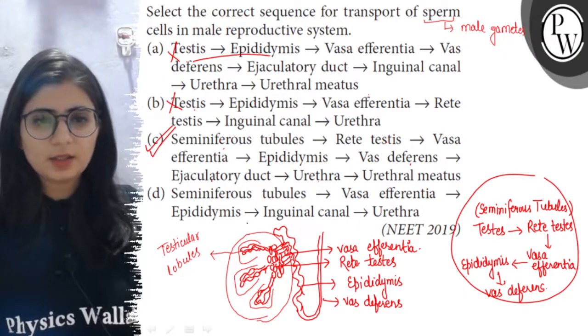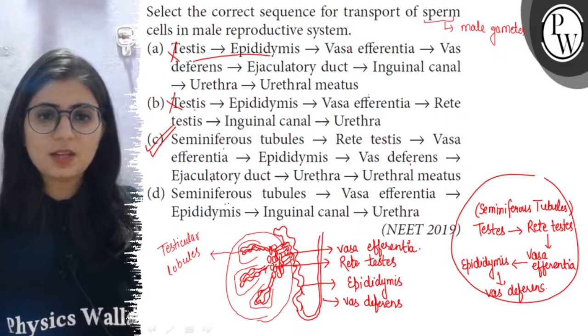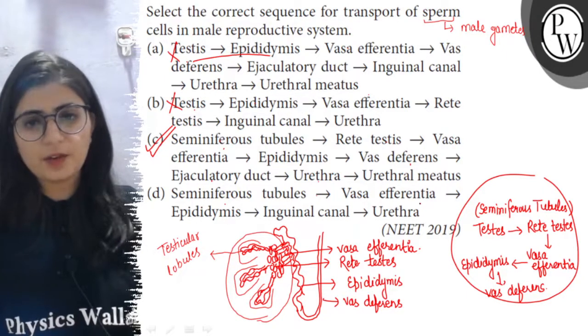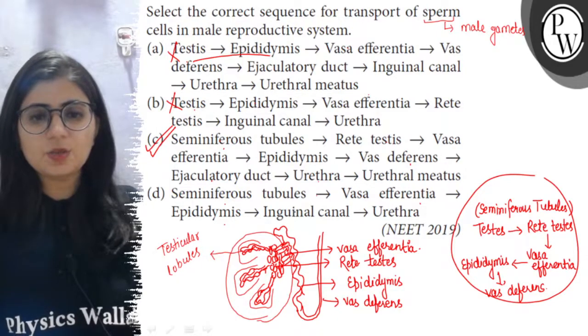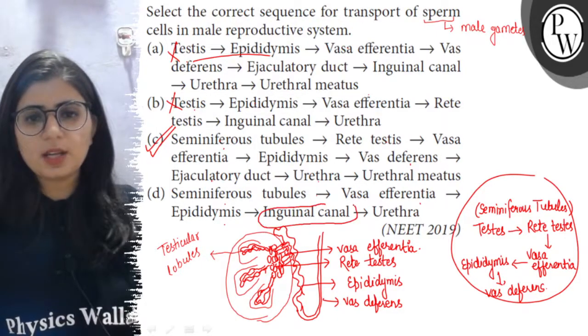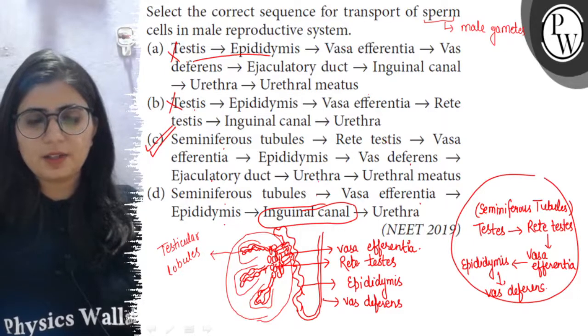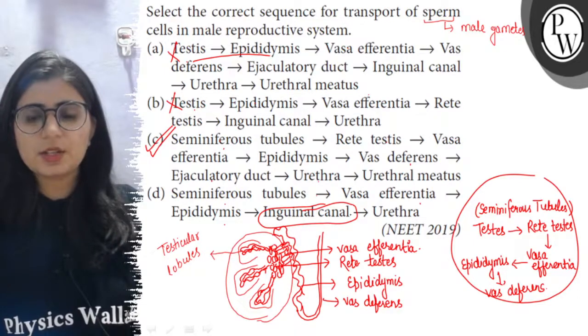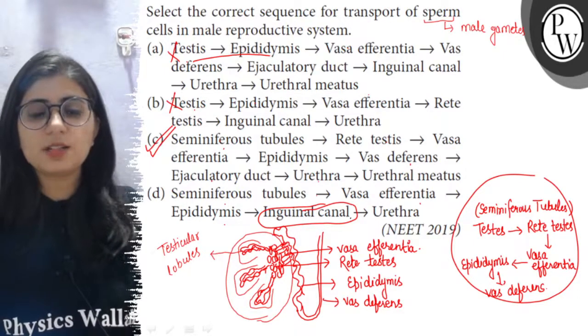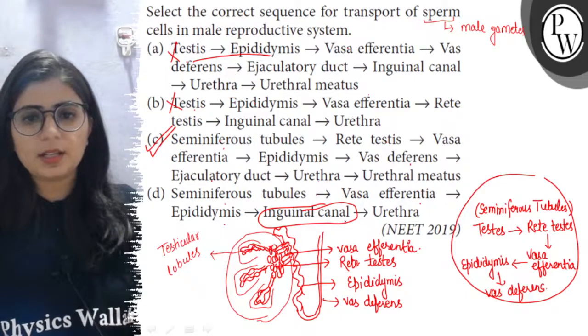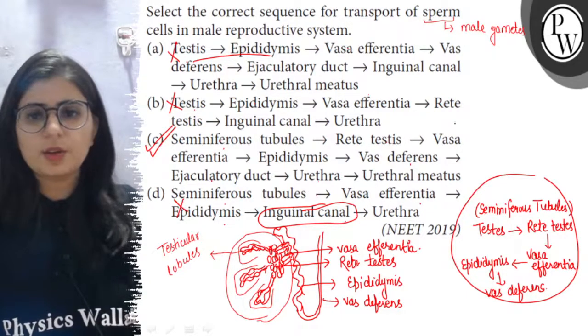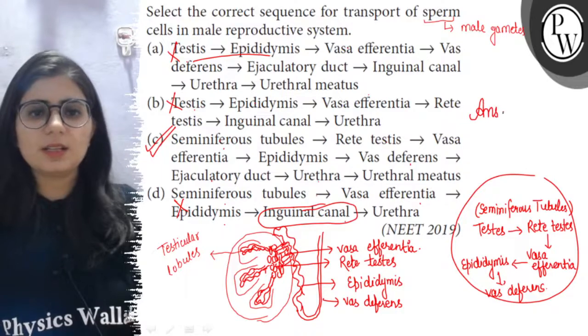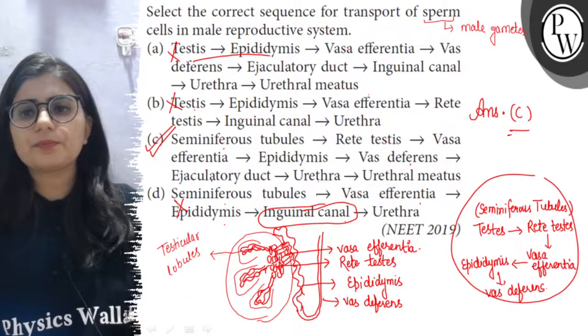If we see further, then option D is seminiferous tubules to Vasa efferentia to epididymis to inguinal canal. So this is wrong here, as the inguinal canal is a different thing. It is the structure by which the scrotum is connected to the abdominal cavity. So it is a wrong statement. So here the only right statement is option C. So it is our right answer.